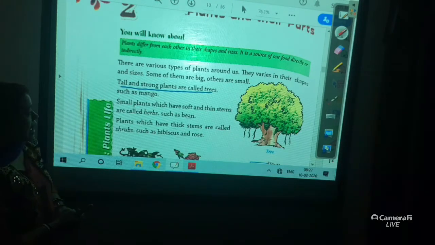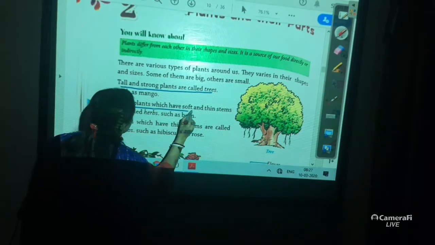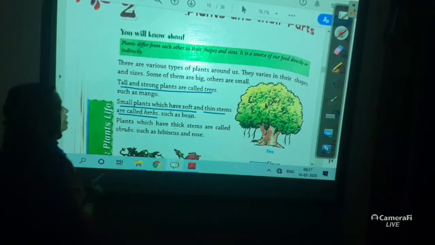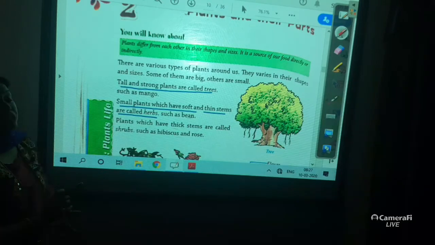Now, the small plants which have soft and thin stems are called herbs. Now, if the question is asked to you, what is a herb, that means you have to tell the definition of herbs, not an example of herbs. What are herbs, that means the definition. So what is the definition of herbs? The small plants which have soft and thin stems.